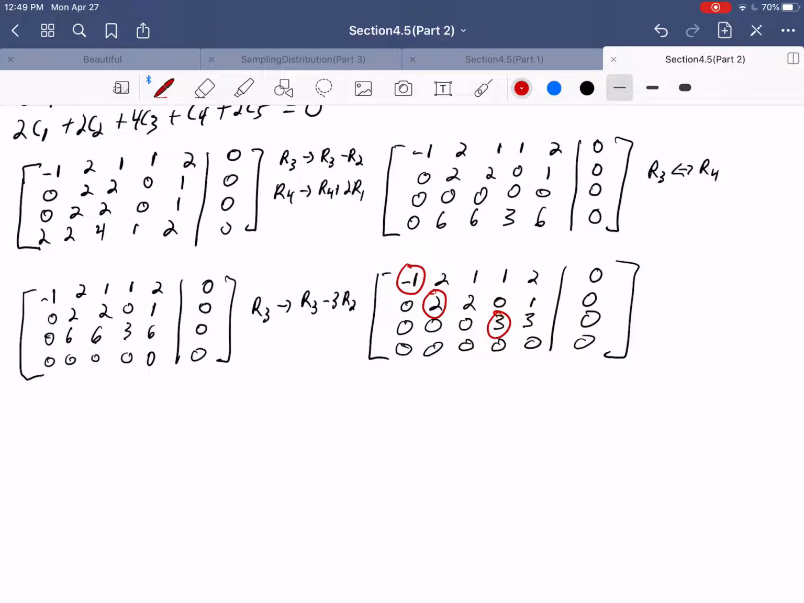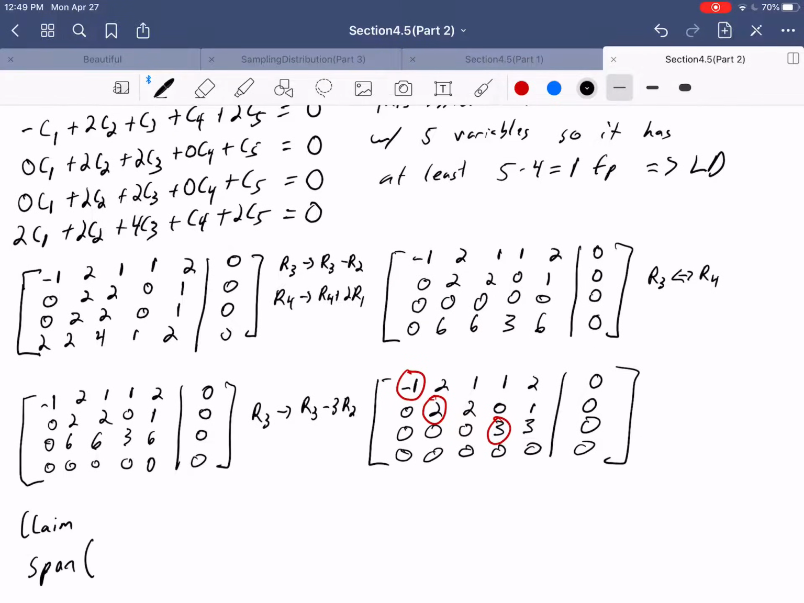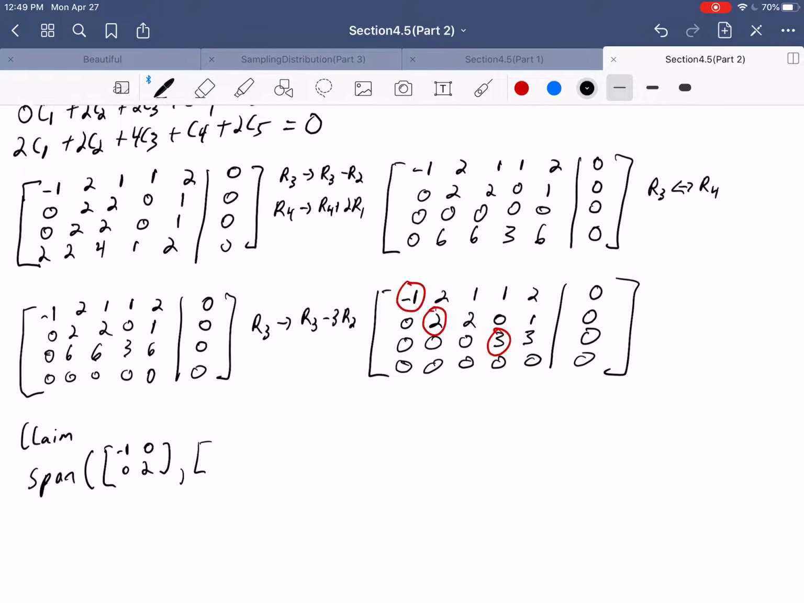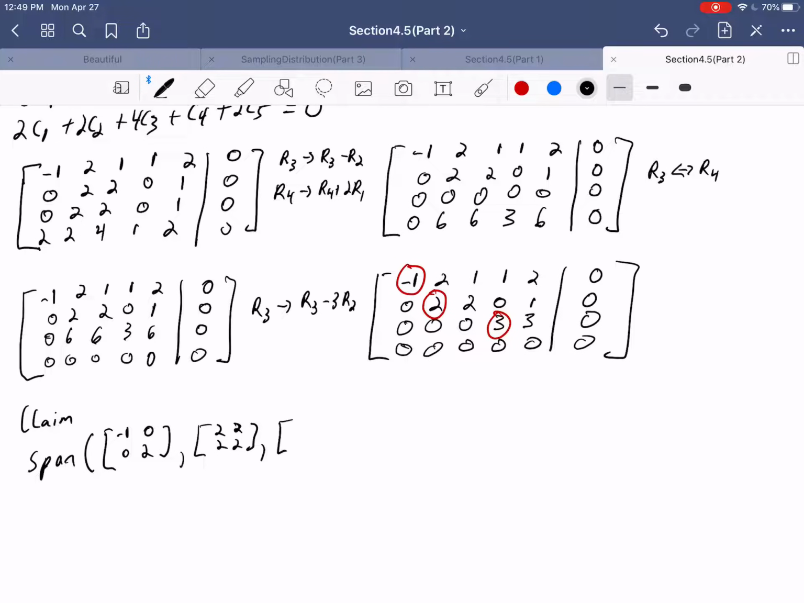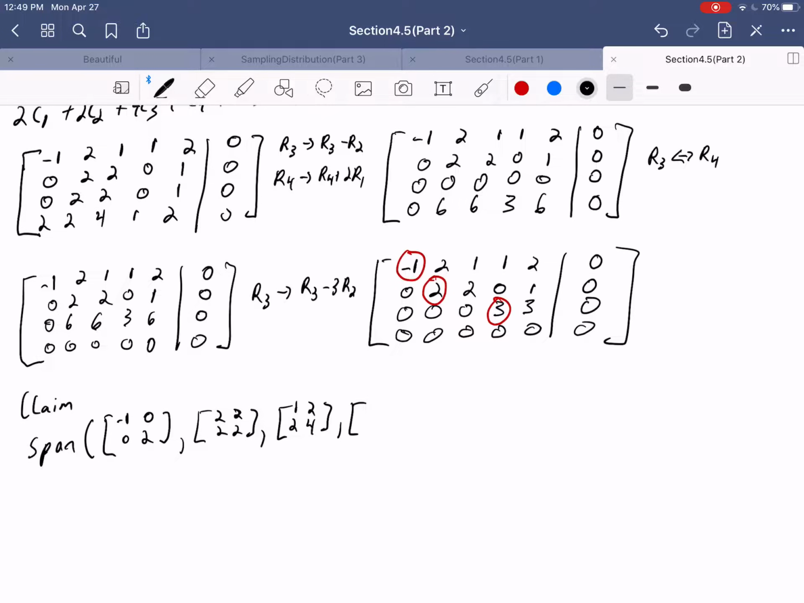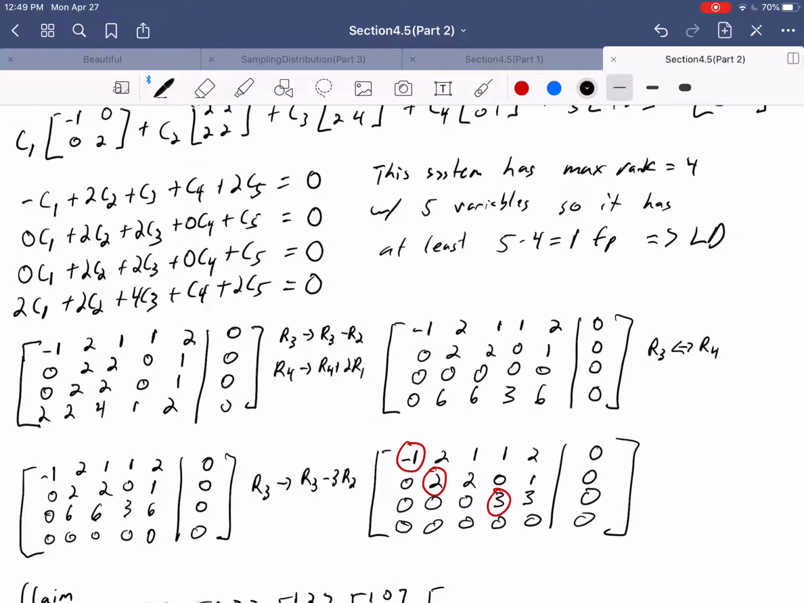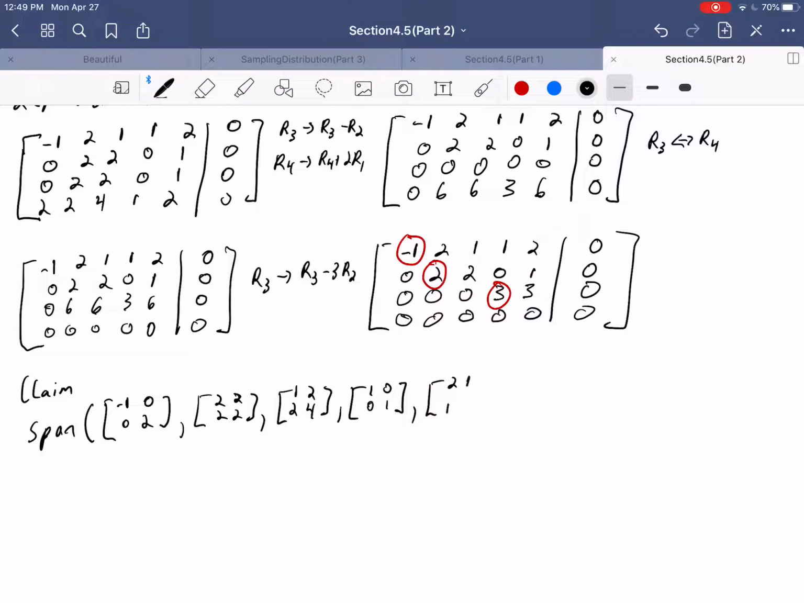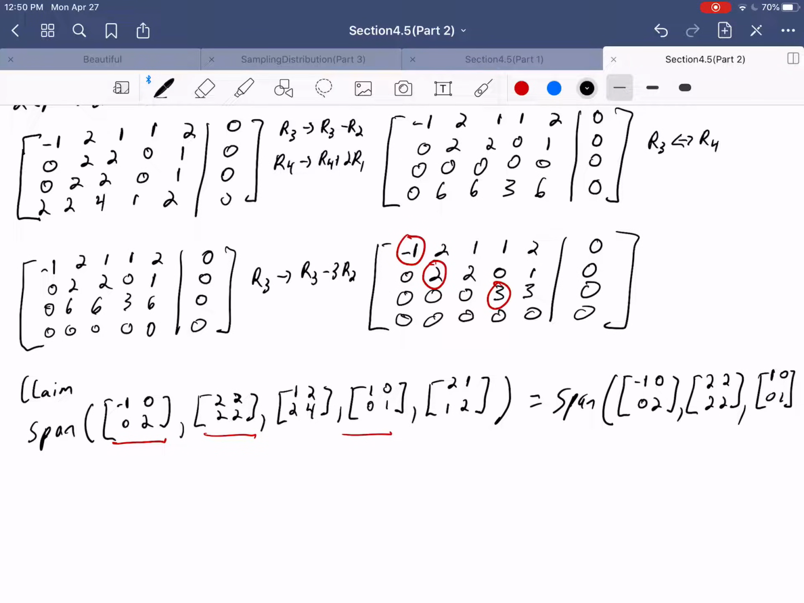So I'm going to write that out as a claim here, right? My claim is that our original span of our original vectors, which were -1, 0, 0, 2, 2, 2, 2, 1, 2, 2, 4, 1, 0, 0, 1, and 2, 1, 1, 2, is actually equal to the span of these three here: -1, 0, 0, 2, 2, 2, 2, 2, 1, 0, 0, 1. Okay.